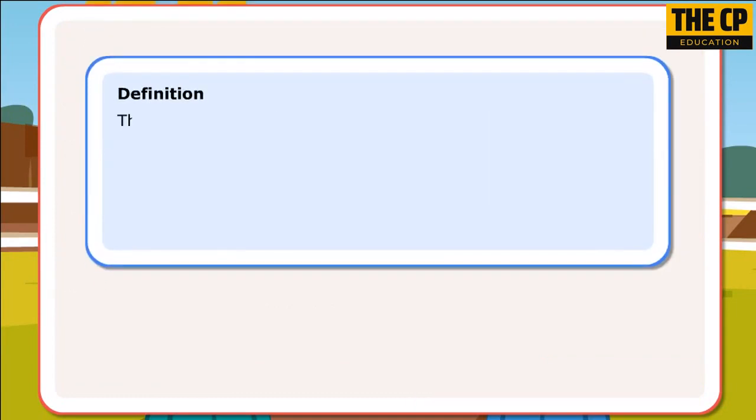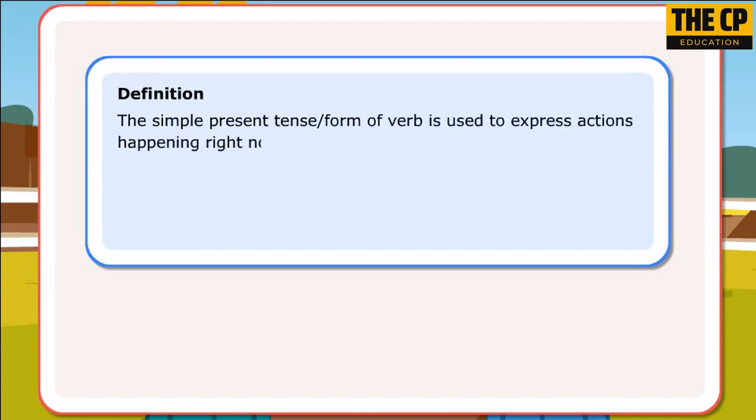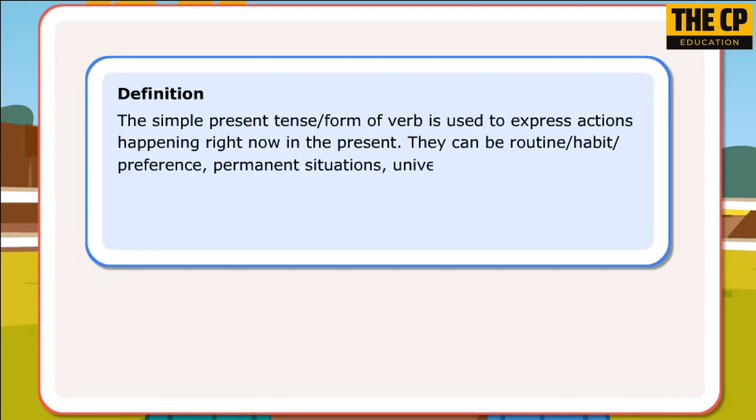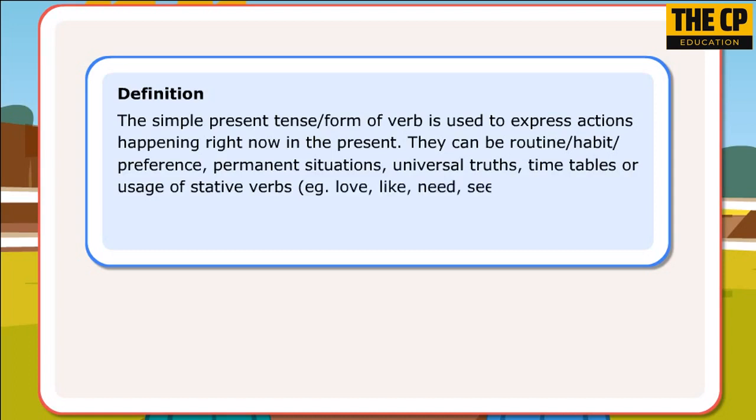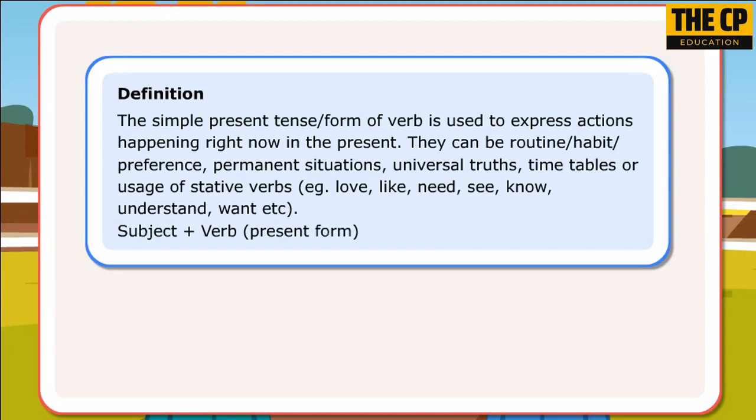Definition. The simple present tense or form of verb is used to express actions happening right now in the present. They can be routine or habit or preference, permanent situations, universal truths, timetables, or usage of starter verbs. Examples: love, like, need, see, know, understand, want, etc. Subject plus verb, present form.